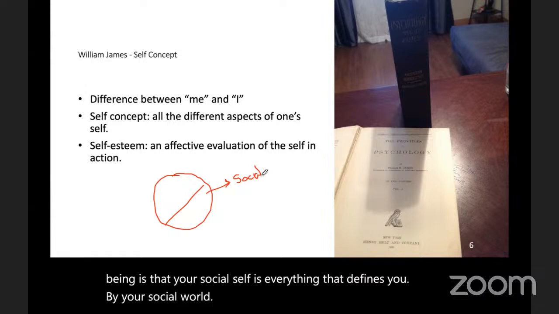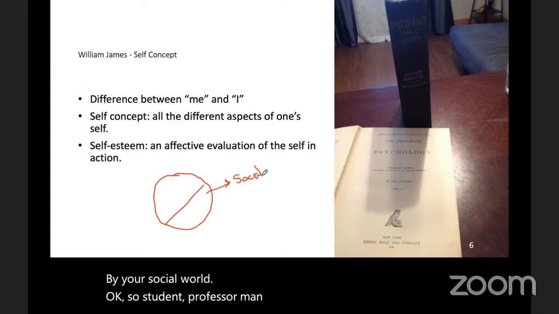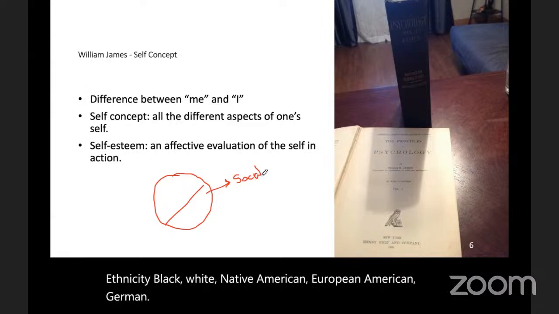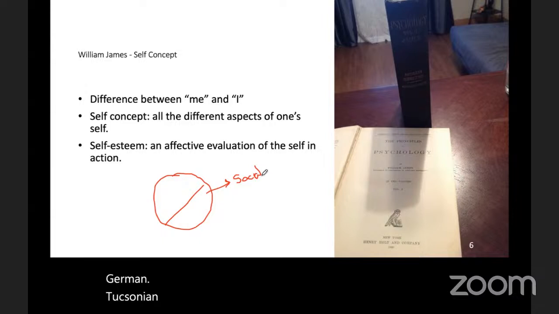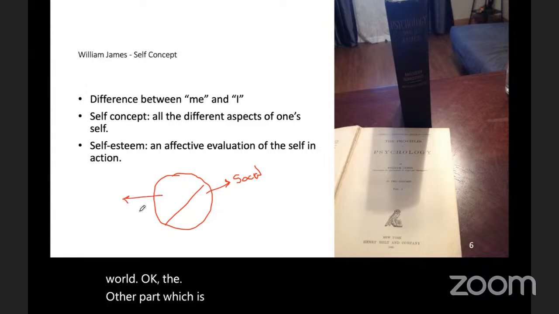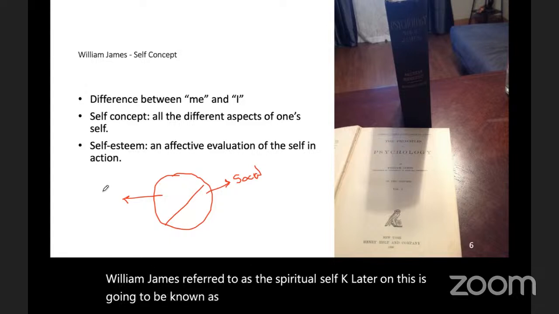Okay. So student, professor, man, woman, transgender, ethnicity, Black, white, Native American, European American, German, Tucsonian, Arizonian. All of those things are defined by our social world. Okay. The other part, which is what we're really focusing on here, is something that William James referred to as the spiritual self. Okay. Later on, this is going to be known as the personal self.